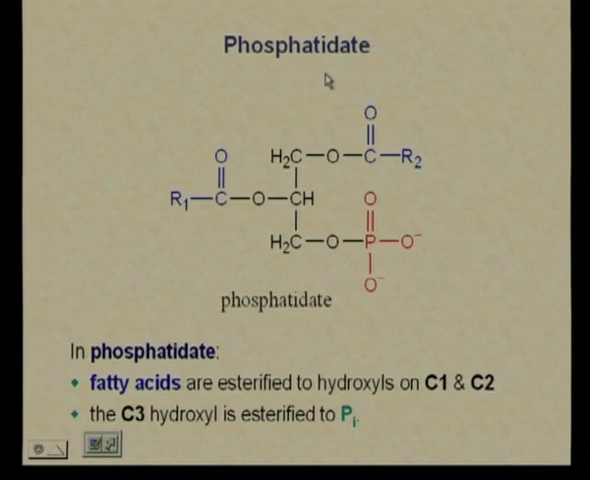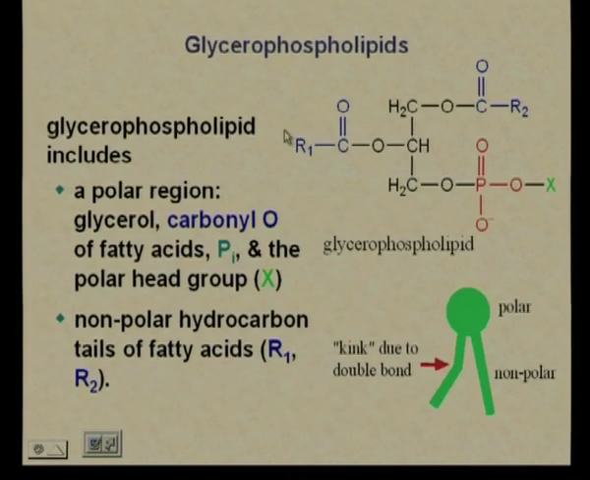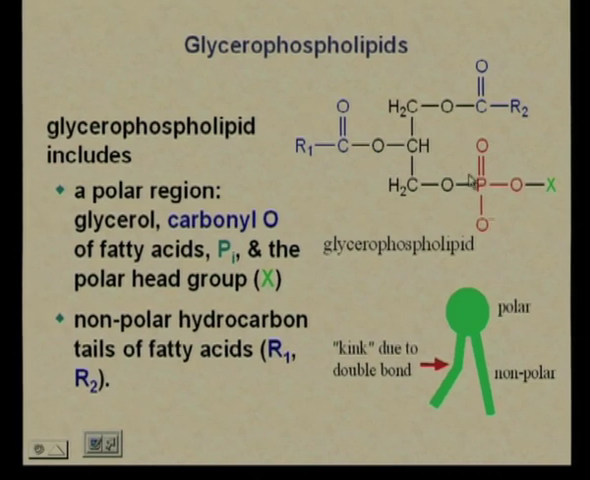Okay. So, what is the basic structure? The basic structure is glycerol. The 2 carbons of glycerol have been esterified with 2 fatty acids and the third with phosphate. So, we have a phosphatidate or rather a glycerophospholipid. So, this is what it looks like. We have a fatty acid on the first carbon, a fatty acid on the second carbon and a phosphate on the third carbon.